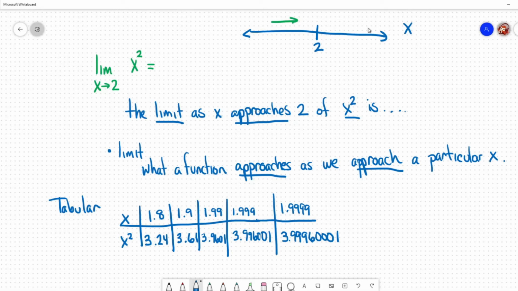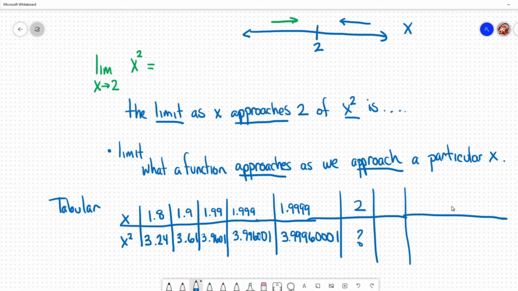Well, what happens if you come from the other side? Again, here's this 2. I'm going to put a question mark there because we're not going to plug it in. We never plug it in. So now on the other side, I would approach 2 from bigger values. Let's say I extend this table, kind of like we did on the other side. I'm going to do a 2.1, and let's even say 2.2.